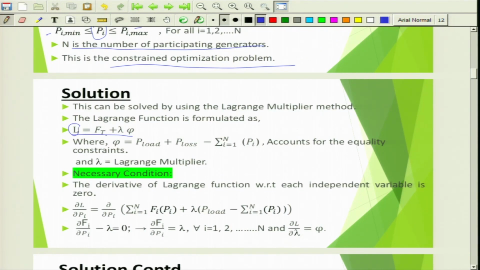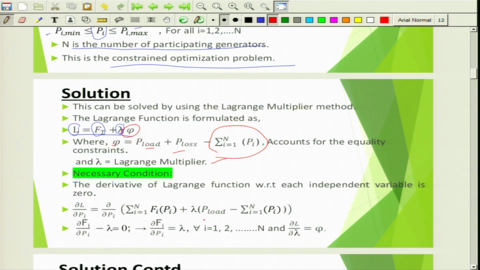The Lagrangian function is the total fuel cost, which is the objective function you need to minimize, plus the Lagrangian multiplier lambda multiplied by the constraint, where the constraint is P load plus P loss minus the summation of generation equal to 0. That accounts for the equality constraint, and lambda is a Lagrangian multiplier.